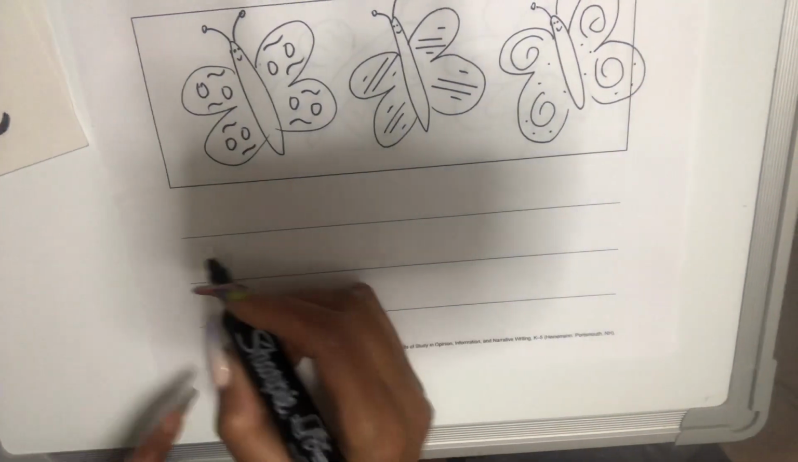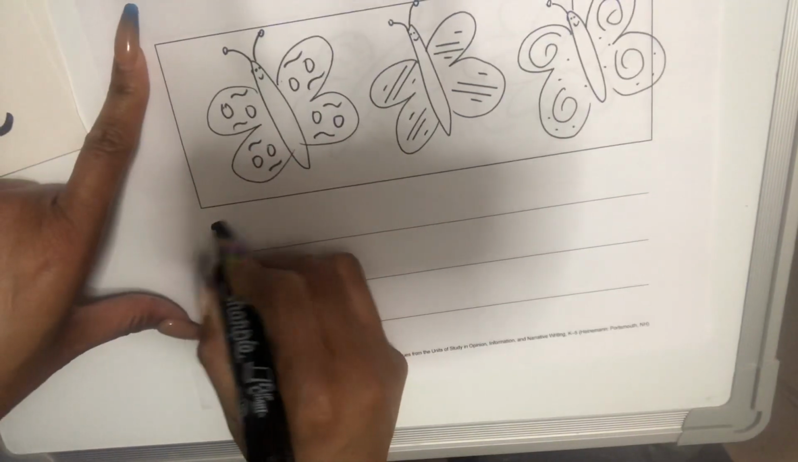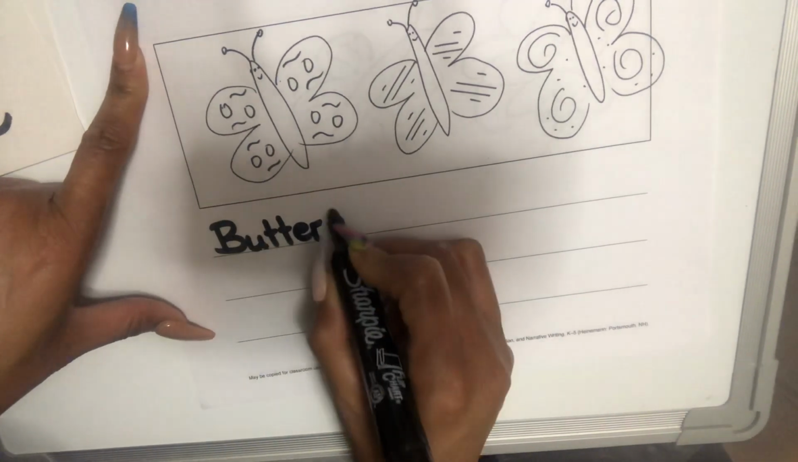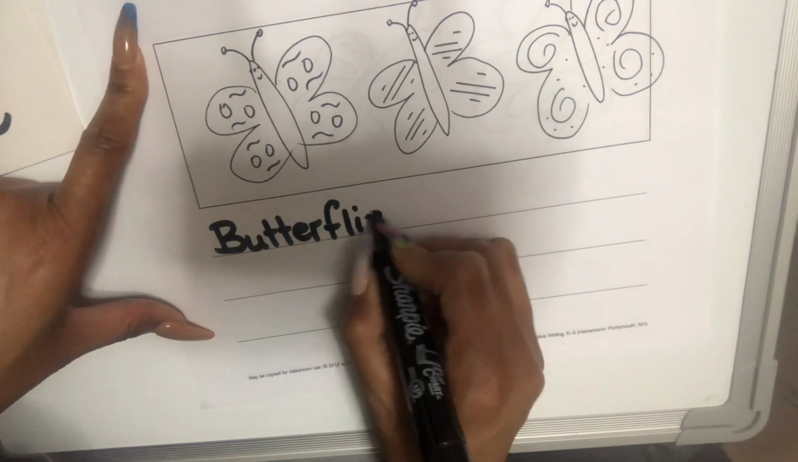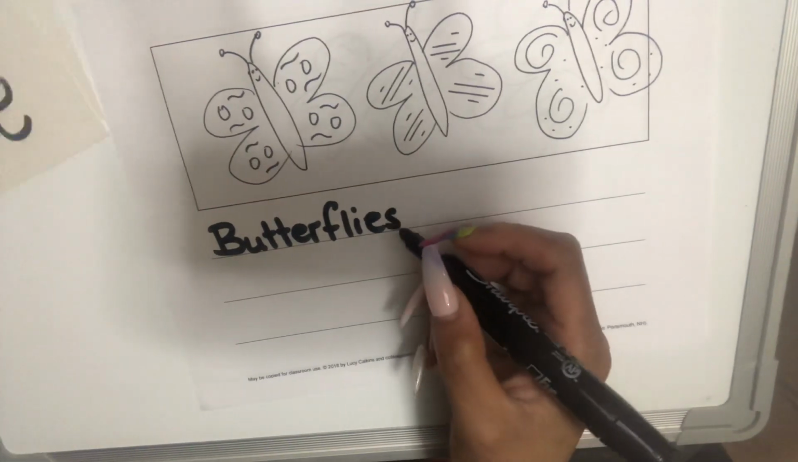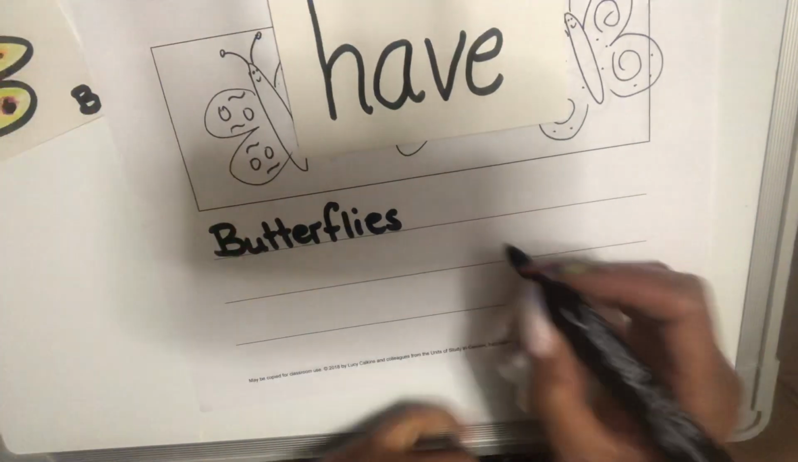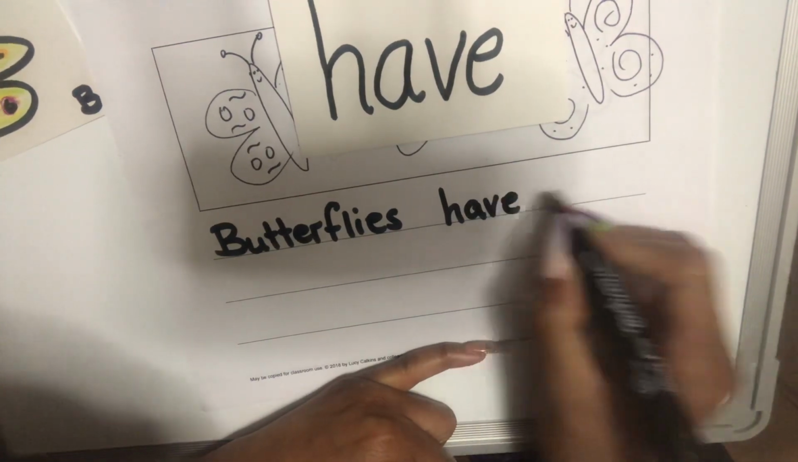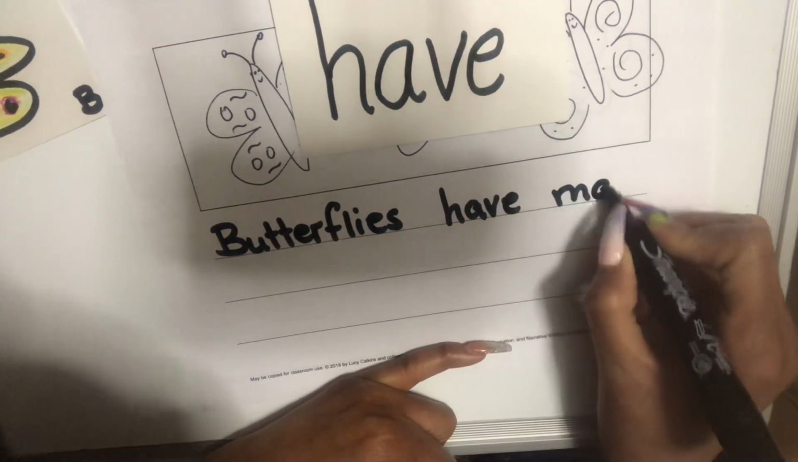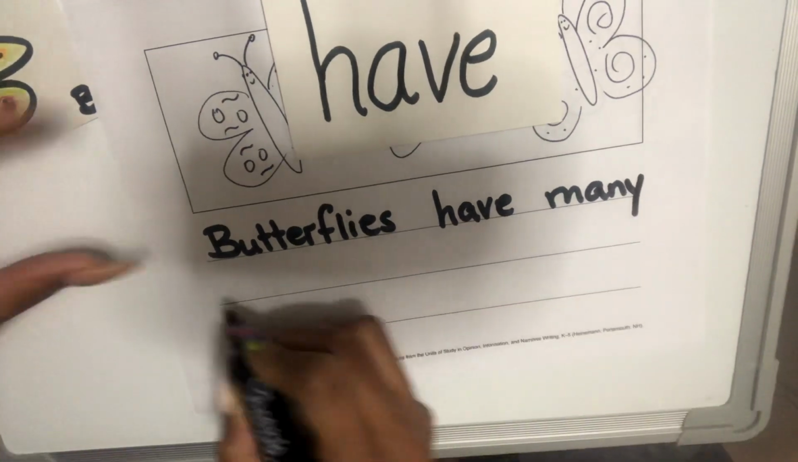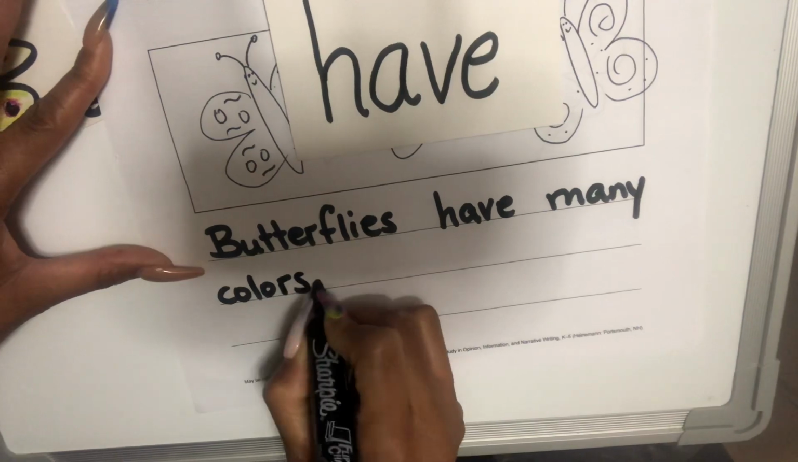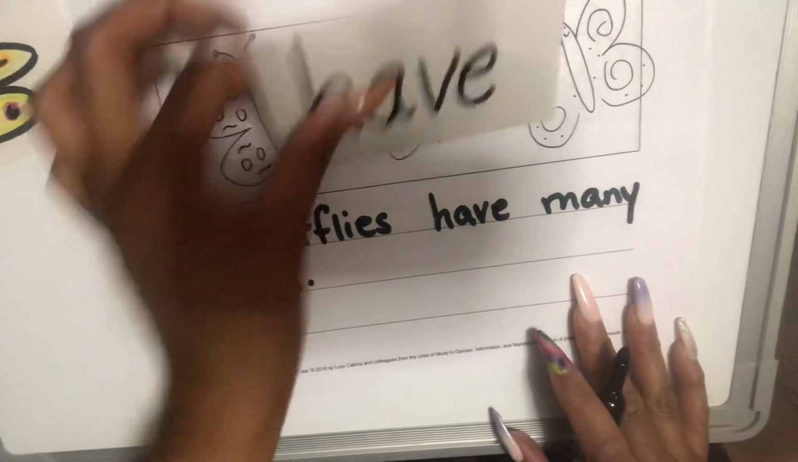So let's write that. Butterflies. Remember, my topic is butterflies. So I always want to mention butterflies. And today I want to use my sight word have. So butterflies have many colors. Oh.